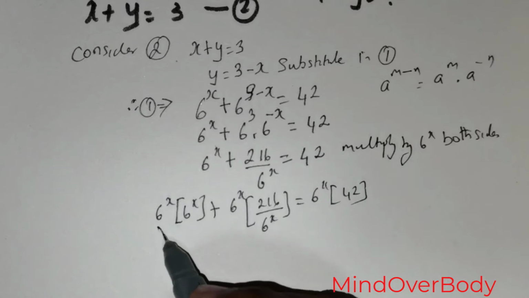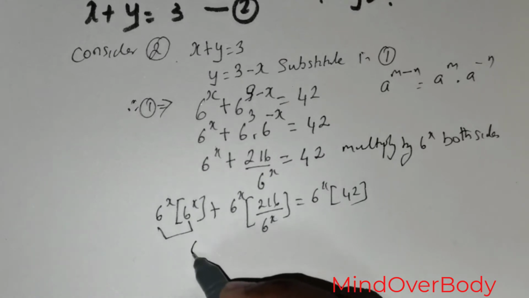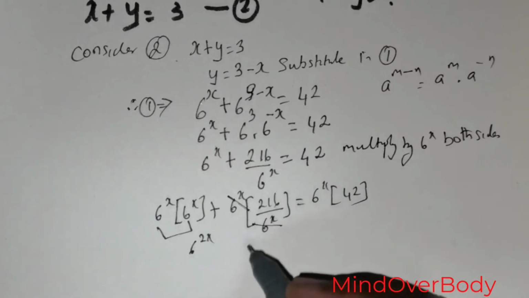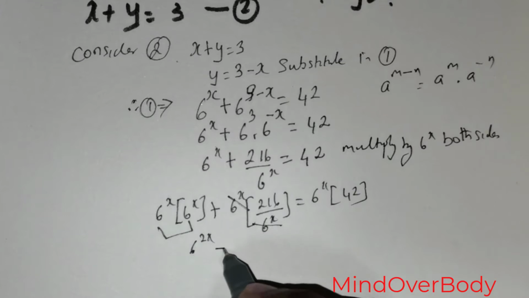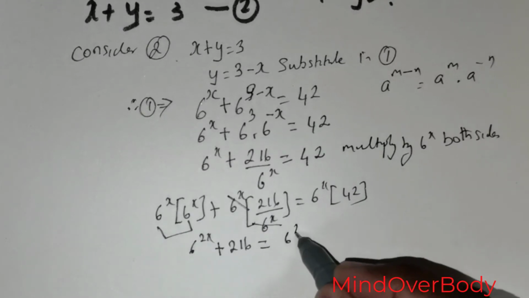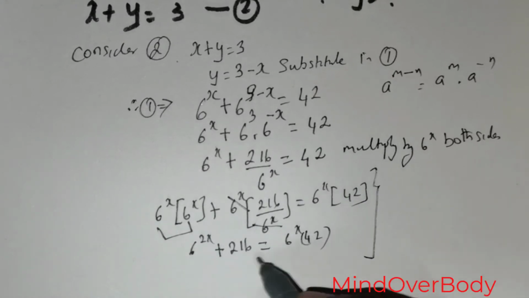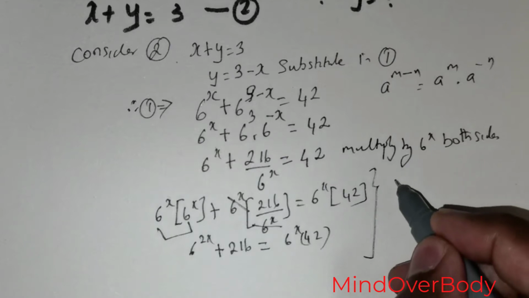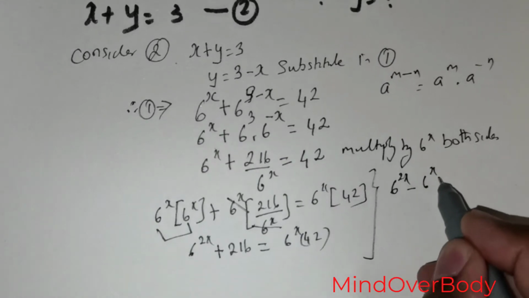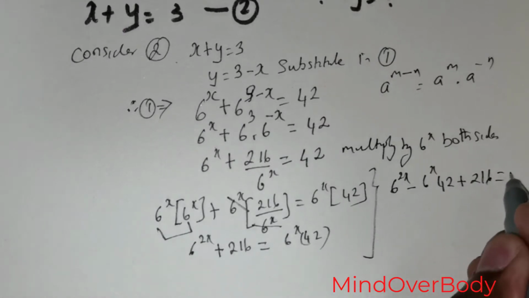Now 6 raised to the power x times 6 raised to the power x is going to give us 6 raised to the power 2x. In this case 6 raised to the power x and 6 raised to the power x can be cancelled, followed by plus 216, and this is going to be 6 raised to the power x times 42. Now I can rewrite this as 6 raised to the power 2x minus 6 raised to the power x times 42 plus 216 is equal to 0.